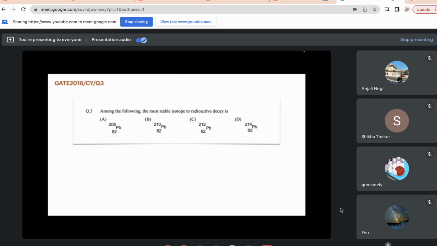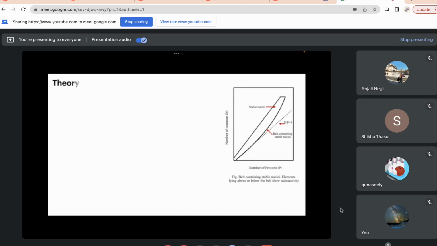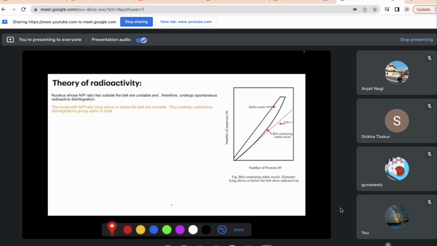Before I go through the question, let's go through some basics. The theory of radioactivity states that nuclei whose N upon P ratio lies outside the belt are unstable, and therefore they undergo spontaneous radioactive disintegration. The nuclei with N upon P ratio lying above or below the belt are unstable, so they undergo radioactive disintegration, giving out alpha or beta particles in such a manner as to yield a stable nucleus.